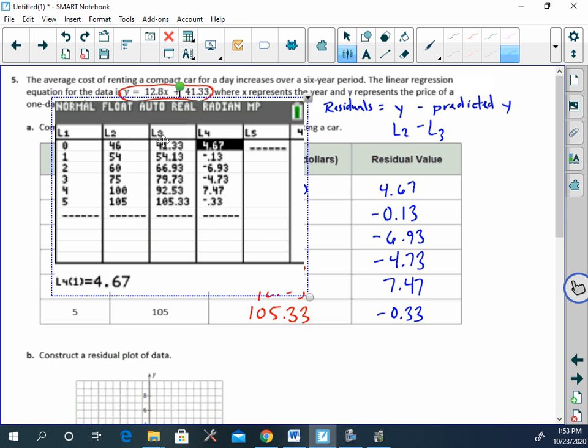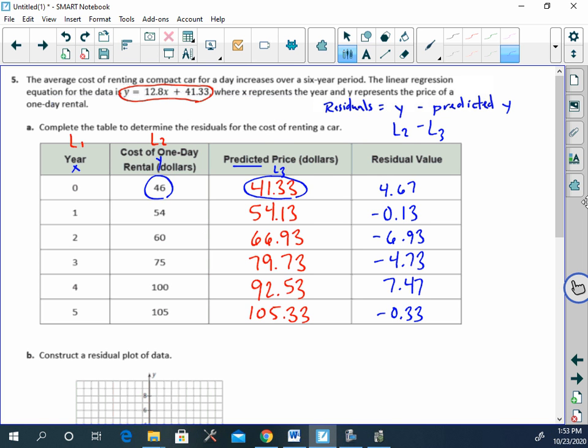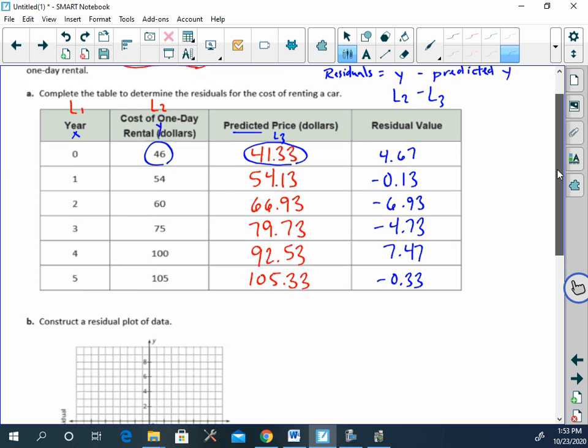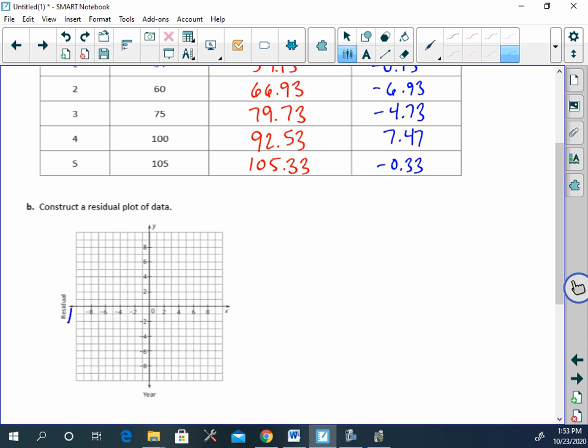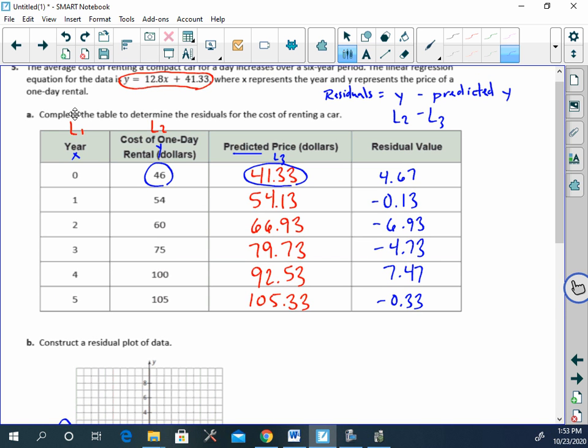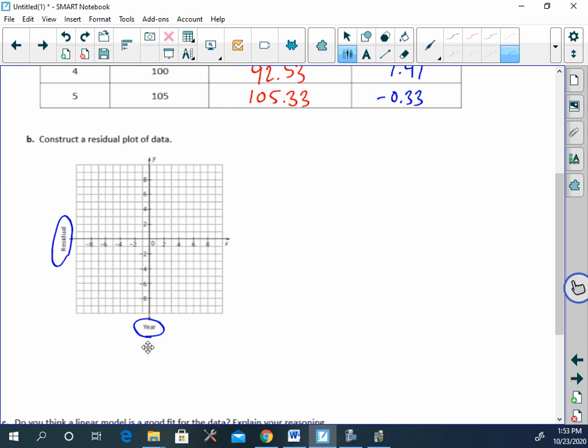Okay, so we've got the table filled out. And that's all it says to do here is complete the table to determine the residuals. So now construct a residual plot. So if you notice here, it says residuals here, and it says year down here. So when we look up here, our year is what's in L1 and our residual is what's in our L4 over here. So you are plotting the data from L1 and L4. Okay, that's where those always will be located if you're doing it this way.